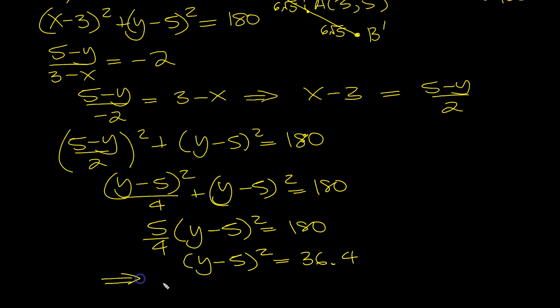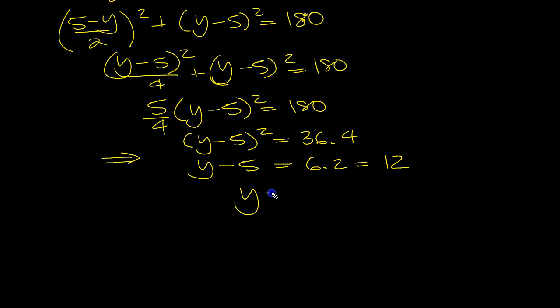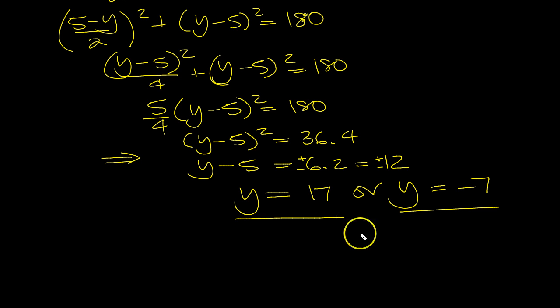Square root both sides then. Y minus 5 will equal this square rooted, which will be just 6 times 2, which is 12, the square root of this and the square root of this. So y is equal to, move the 5 over. When you square root, it's plus or minus, isn't it? Plus or minus. So y will equal 12 plus 5 is 17, or y is equal to 5 minus 12, which is minus 7. 17 or minus 7.